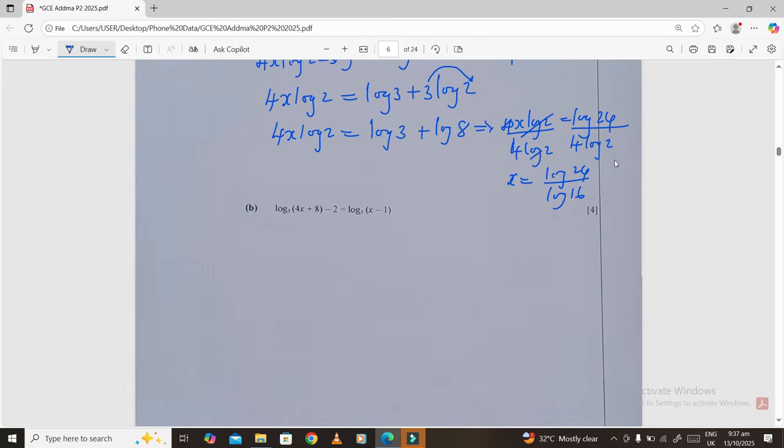And from here we can say our answer is equal to log base 16 of 24. So the log which is down here becomes the base. That's a property which says that when you've got log of a over log of b, this is log b of a. This is how you can write it, and this is what we've written.